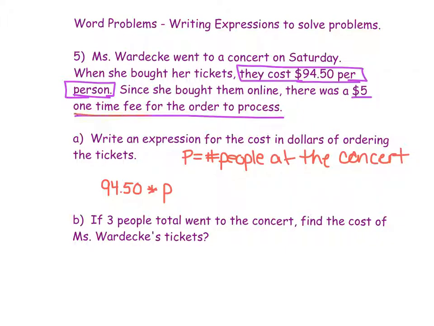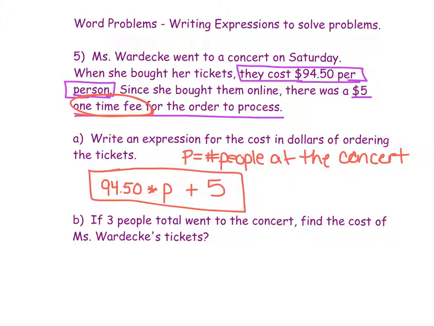And then there was this one-time fee, and this I only had to pay one time for the whole order, and that was $5. So that I'm just going to tack on to the end, because after I bought all of my tickets, I got charged a $5 fee for processing. Now you could turn this into an equation right now, but we don't need to. We just need to see this particular expression. 94.50 times P, and then we're going to add 5 to it.